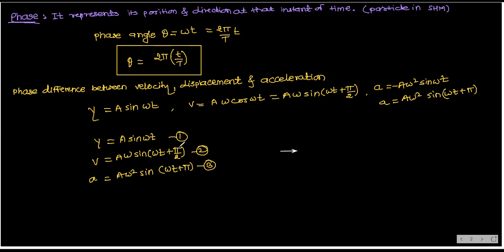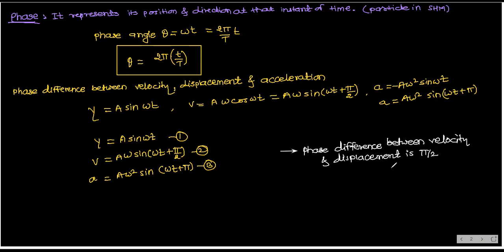See here, displacement and velocity. What is the phase difference? Pi by 2. Okay. So the phase difference between velocity and displacement is how much? Pi by 2.